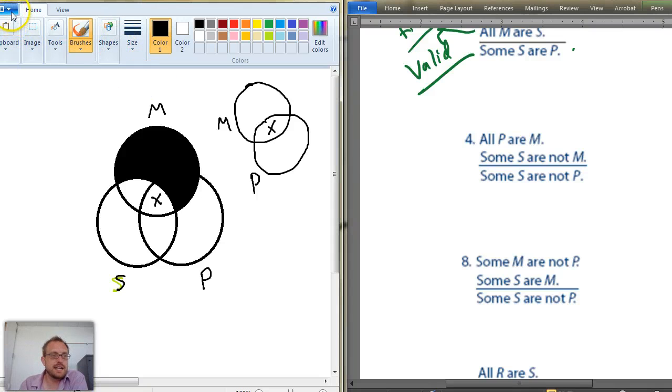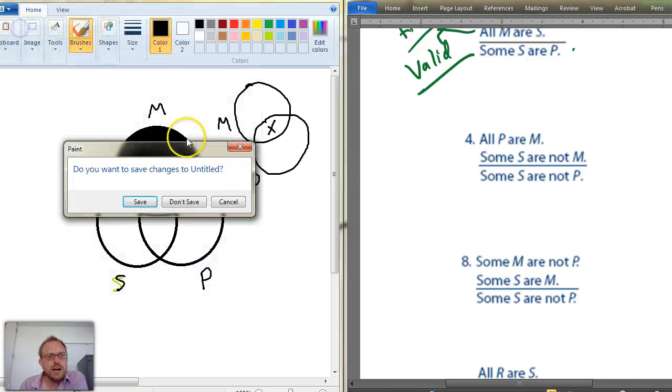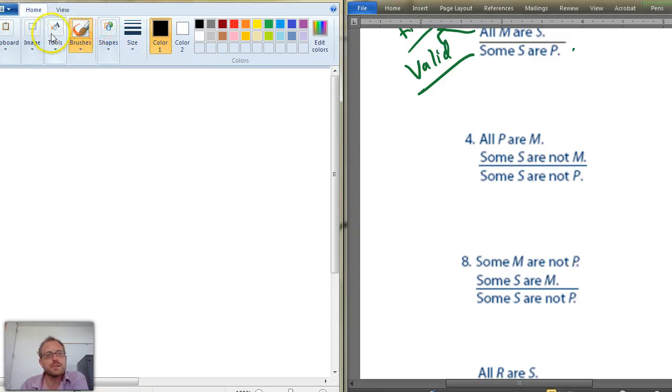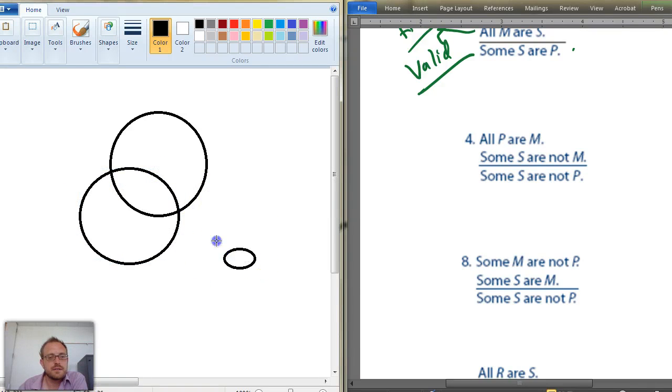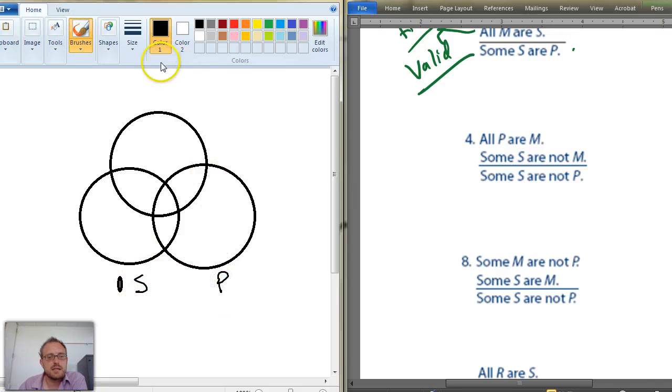Okay, so let's do the next one. So far, I'm hoping you see it's not too difficult, though we're going to run into some difficult spots here in just a sec. Let's put our circles in. Let's label it. This is S, P, and M.